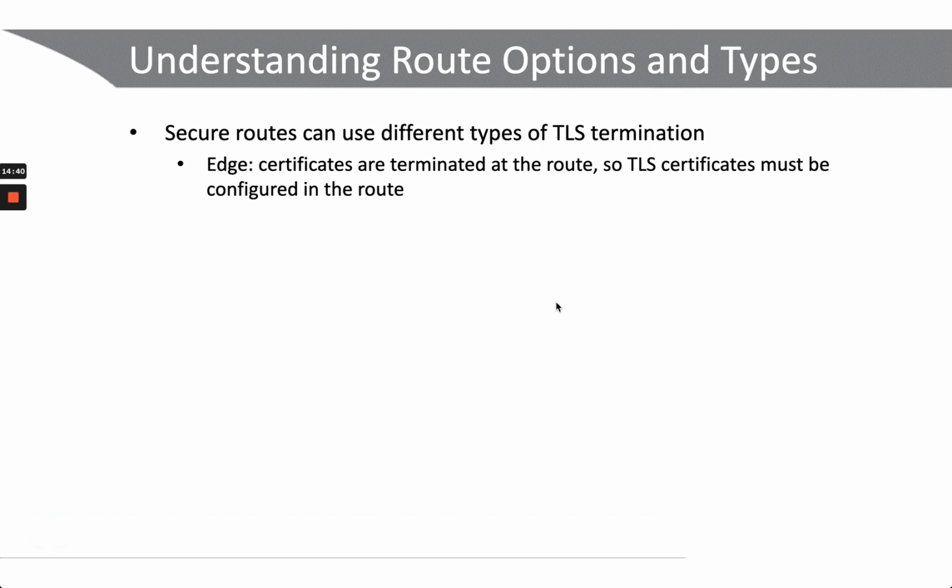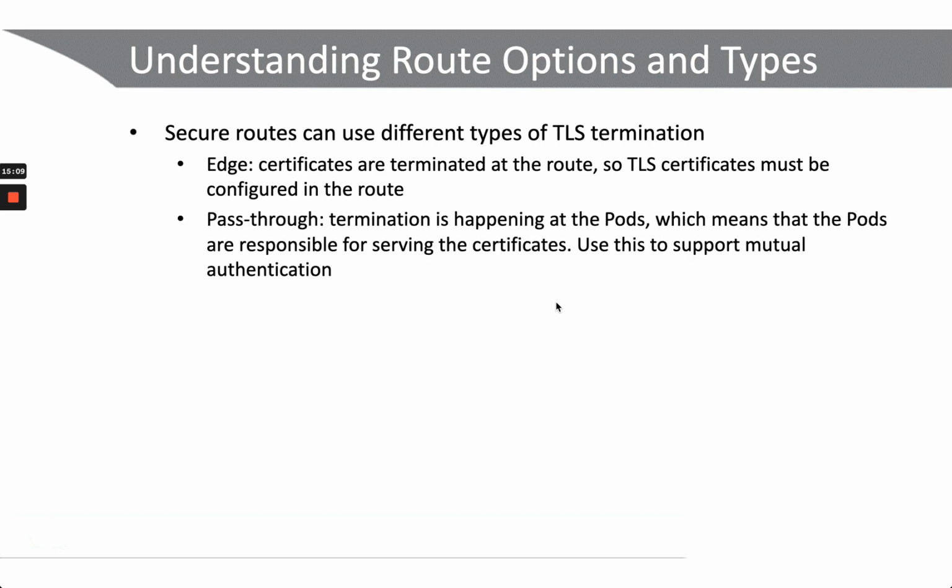The idea is that the user has communication to the route. So that is where you want to have some security. And from the route to the end pods, it's not as important anymore because you are not in a public network. From the route to the pod is handled by your OpenShift infrastructure. And this OpenShift infrastructure is not inherently as insecure as the internet. If you want a higher level of security, you can also choose to do pass-through. Pass-through is where termination is happening at the pods. And that means that the pods are responsible for serving the certificates.